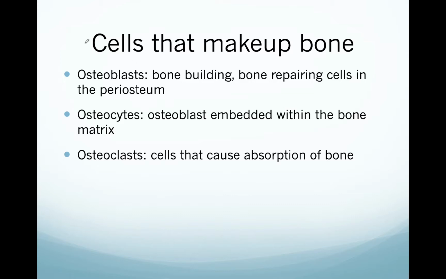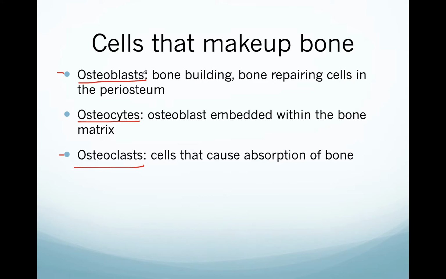Now, 3 major cell types. You have to remember these 3 cell types. These are great test questions. First type of cell is called an osteoblast. Then you have osteocyte and an osteoclast. If you notice, the prefix is osteo for all of these. Osteo means bone. So what is the difference between these 3 cell types? Well, let's look at osteoblasts and osteoclasts first.